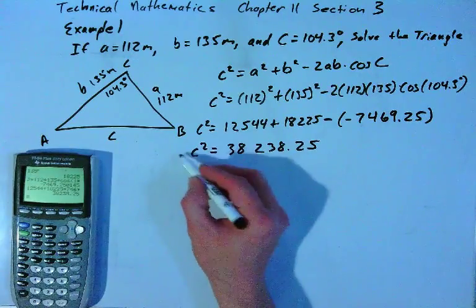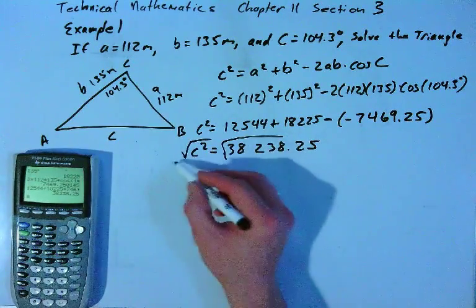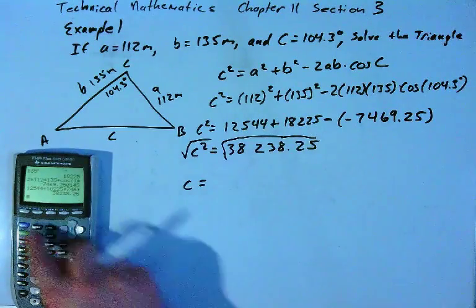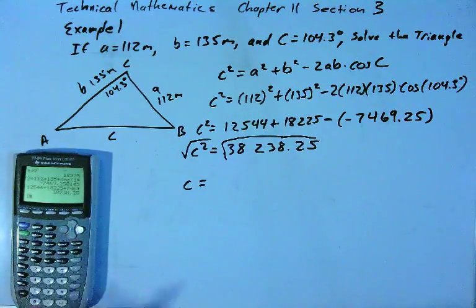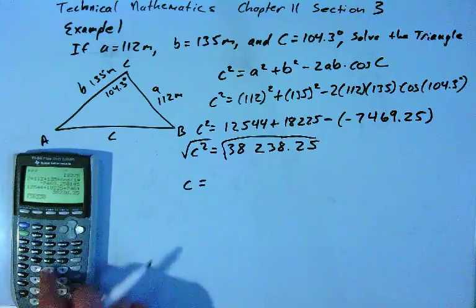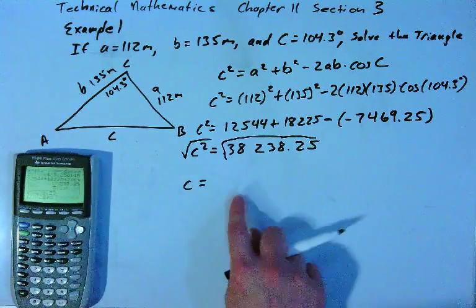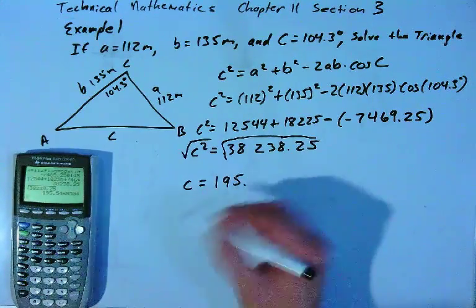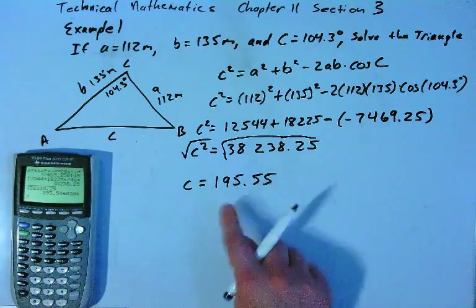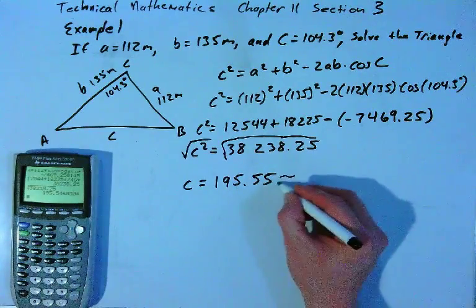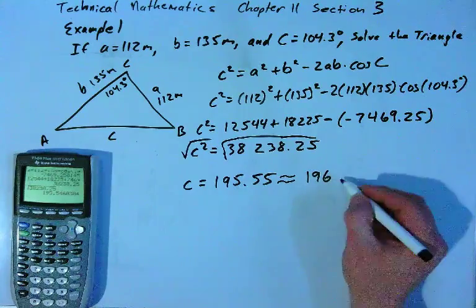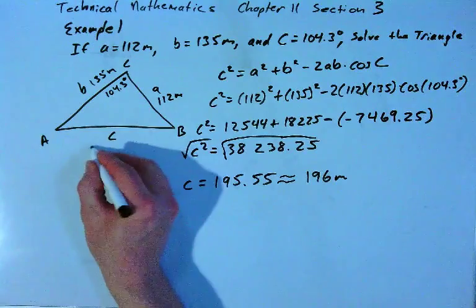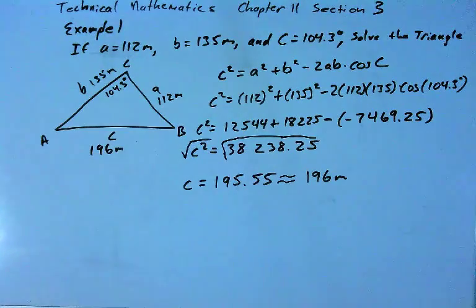So the square root of c squared is c. Right? The square root cancels the square, so I get c equals. And I need to take the square root of this number, so the square root of 38,238.25. I get 195.55. Okay. The book probably rounds this to 196 meters. Okay, so now we know the length of side C. Now I know C is 196 meters.